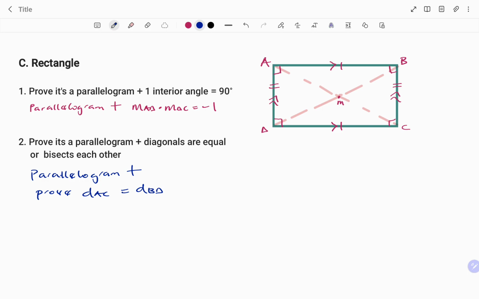So that means the distance DM is equal to the distance MB, and the distance AM is equal to the distance MC. So basically, a rectangle is a kind of parallelogram with the interior angles equal to 90 degrees. So you need to prove that it's a parallelogram and add that one of the angles is 90, or you prove that the diagonals bisect each other, or they are equal. Let's look at the last shape, which is the square.